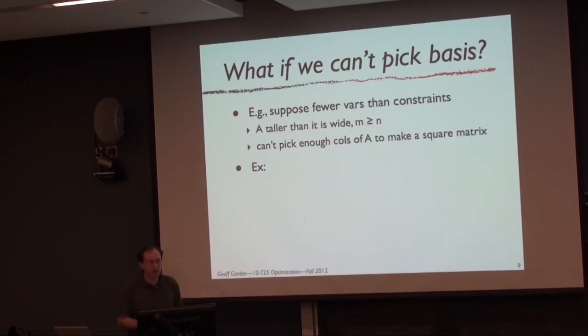Okay. Another reason could be if we have fewer variables than constraints, right? So that means that in standard form, our constraint matrix is taller than it is wide. And we can't even pick enough columns to make a square matrix, much less a linearly independent, full rank one. So an example of that would be something like this.